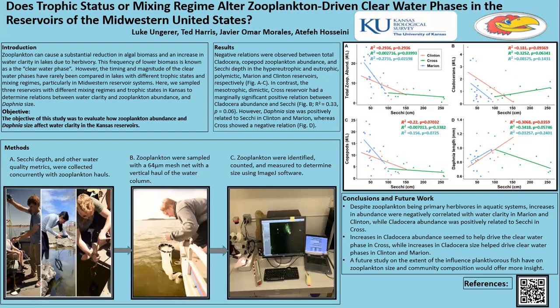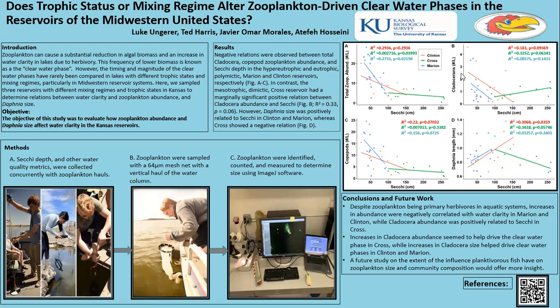The results of what I saw during this year-long sampling process of these three reservoirs can be illustrated here in these four figures, where I used Secchi depth as my X for all four figures. And then on my Y-axis, for example, I used total zooplankton abundance. Here I used copepod abundance specifically. I decided to look at Daphnia length in this figure, and then I also looked at cladoceran abundance here.